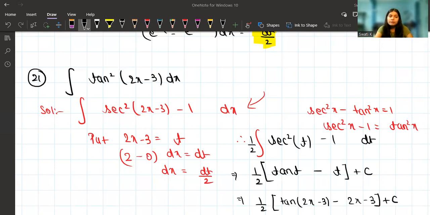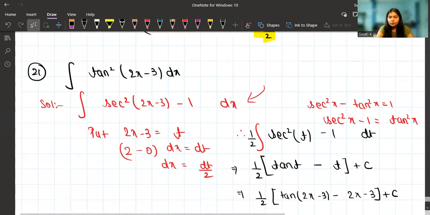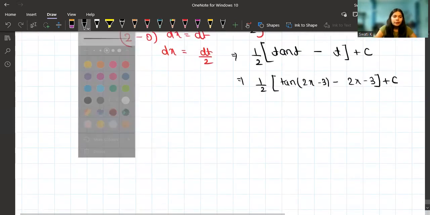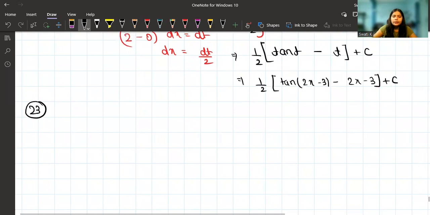If you want to simplify, of course, you can simplify this as well. All right, so let's move to the next question, that is the 22nd question.